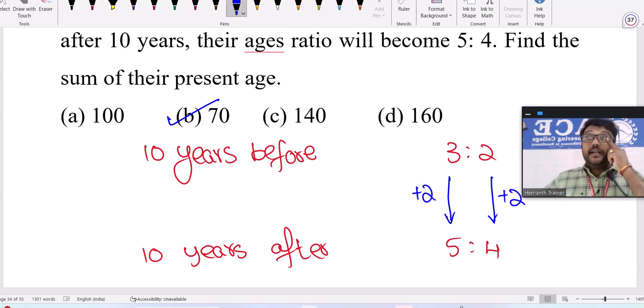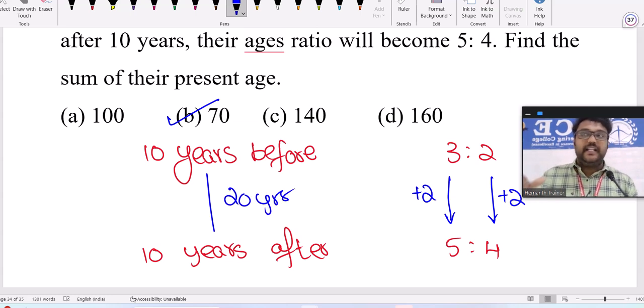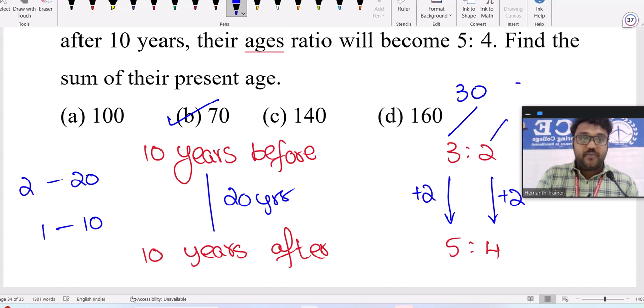Okay, let us say your present age is 20 now. 10 years before, what is your age then? Present age is 20, 10 years before it is 10. 10 years after it is 30. 30 and 10, the gap is 20. So here the gap for A and B, those two persons' ages, will be 20, right? For 10 years before and 10 years after, the gap will be 20. In ratio, each is increased by 2, but actually each is increased by 20. 2 represents 20, then 1 represents 10, right? Then 3 represents 30, 2 represents 20 years.